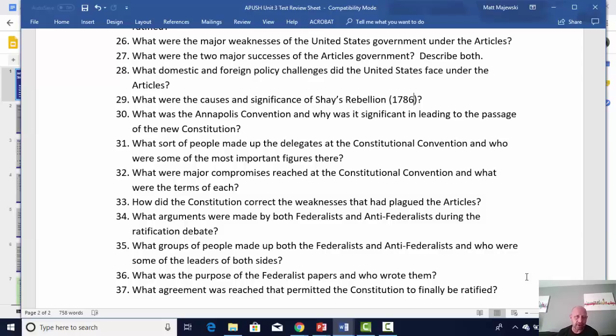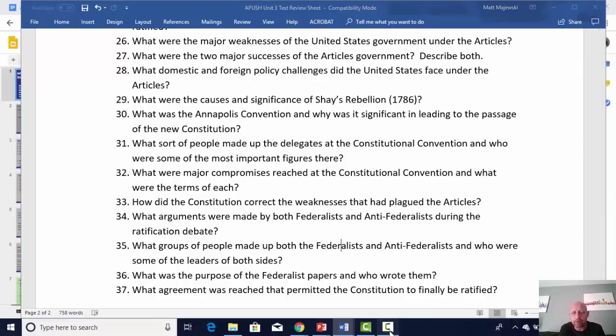So in order to get 9 of 13 states to ratify the Constitution, they had to change the rules. And it was important to get the big states like New York, Massachusetts, Virginia to support. The only way they were going to do that is if they added a Bill of Rights, which was something that Anti-Federalists demanded.